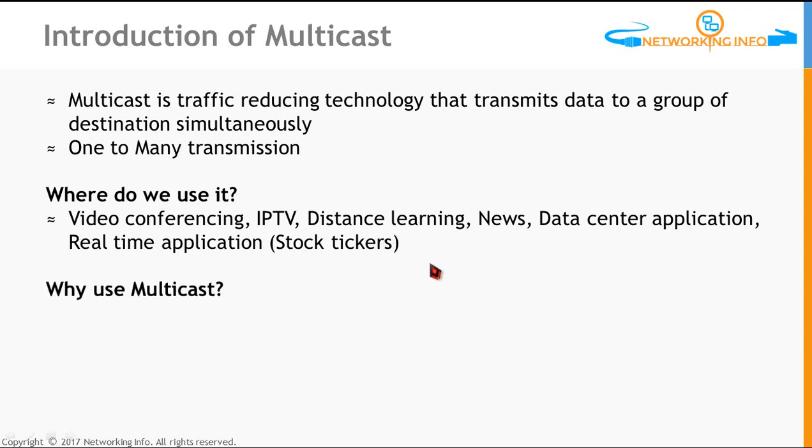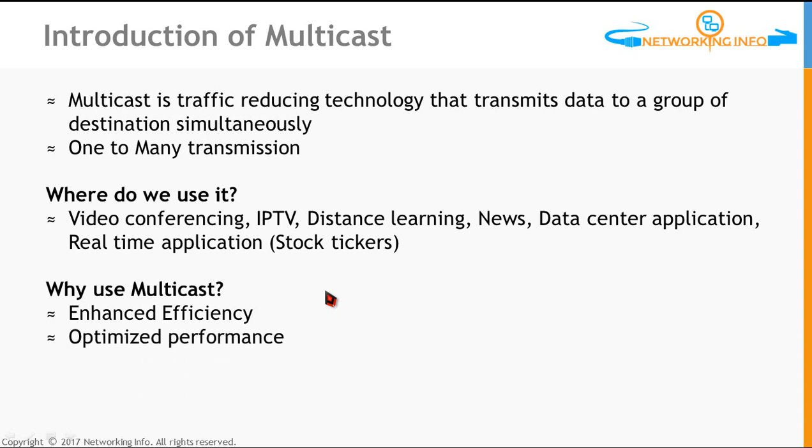Now we talk about why we need multicast. The first advantage of using multicast is that it can enhance the efficiency of the network. It controls network traffic and reduces server and CPU loads. That is one beauty. Second, optimized performance: it can eliminate traffic redundancy. If you have multiple paths and traffic is coming from multiple paths, it can eliminate that redundancy.